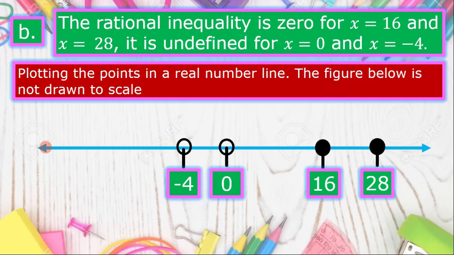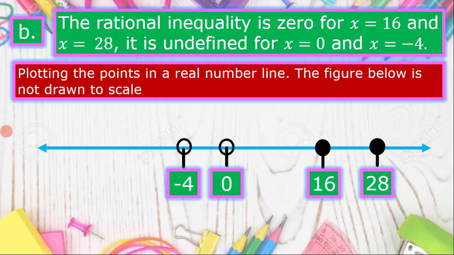This is one way of plotting the critical numbers so that we can see that in this case, -4 is not included. We have a hollow circle because it will make our inequality undefined. The same is true with x equals 0. But in the case of 16 and 28, it is a filled circle, meaning 28 and 16 will make the inequality 0, and it's allowed in our rational inequality given.